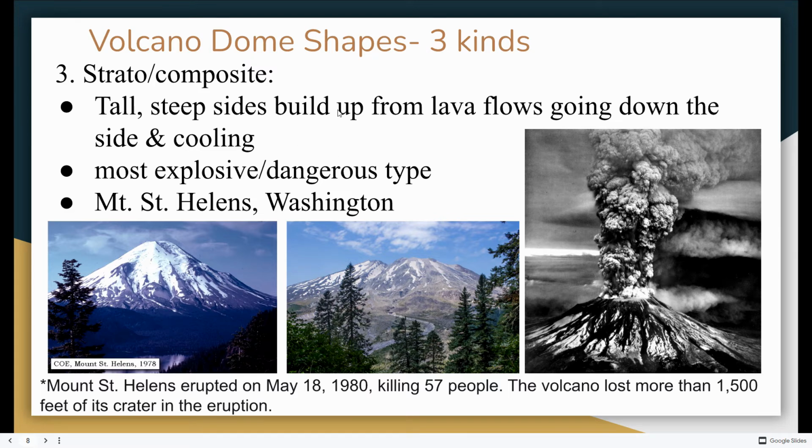So, strato or composite volcanoes, these are the tall, super steep ones that you see in the movies. These are built up because lava is flowing down the side and cooling super fast. So as it cools really fast, you get that really steep, dramatic angle to it. And again, these are the most explosive, dangerous types. So this is a before eruption, after eruption, and then this final picture is an image while it was erupting. And that is just a huge amount of ash cloud pyroclastic material, and you can see it flowing out from there.